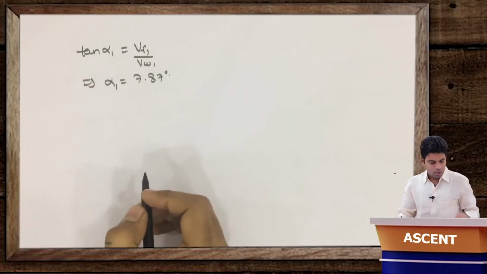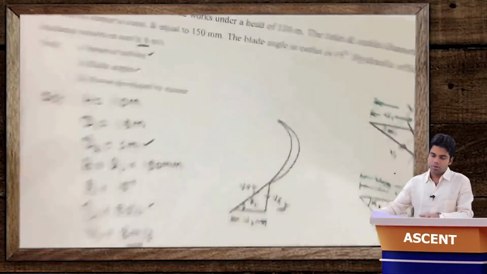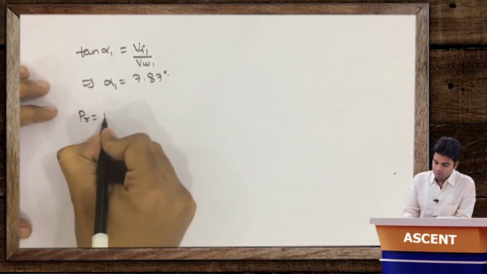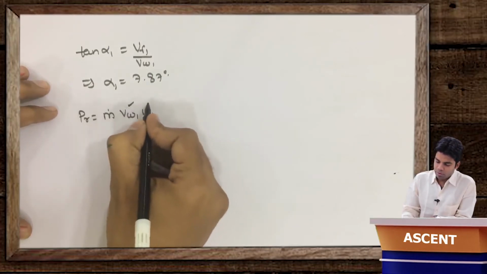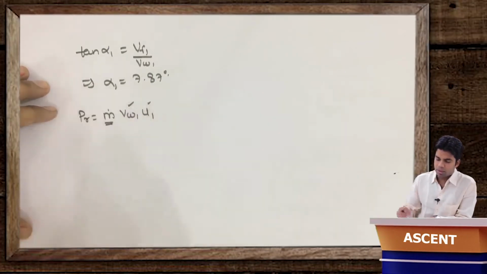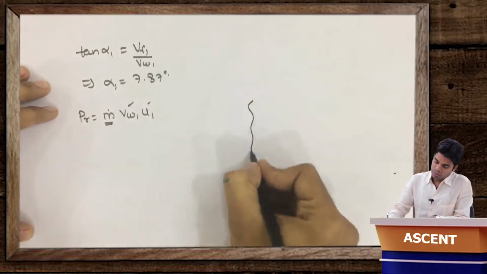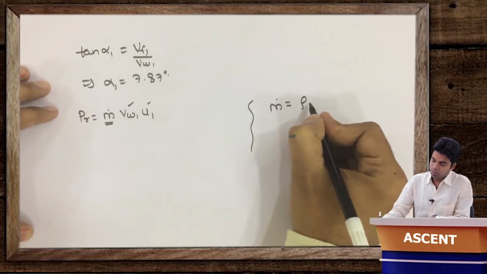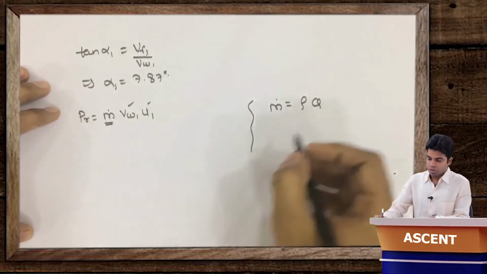Getting this? Now the third thing which we have to determine is the power developed by the runner. Now we know how we can determine power. So this power PR will be equal to m into Vw1 into U1. We have the value of Vw1, we have the value of U1, we just have to find out the value of m, mass flow rate. Now what is mass flow rate? This m, as we know, mass is equal to volume into density, so density into volume flow rate, which is nothing but discharge. So just put the value.